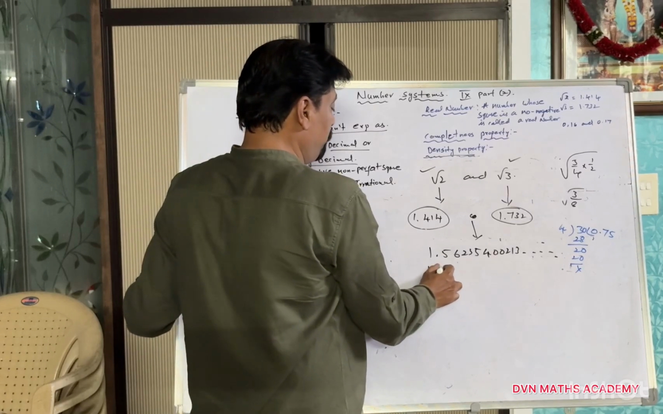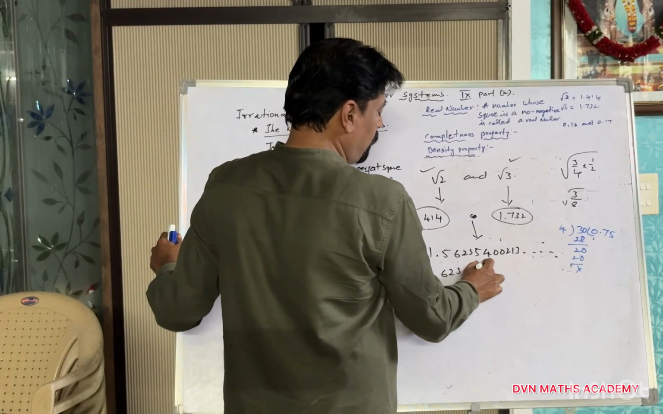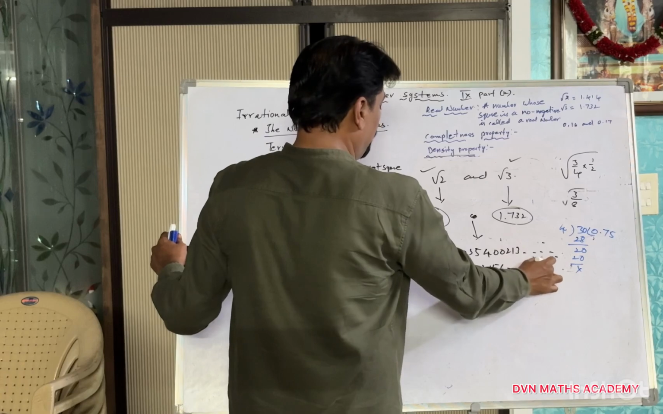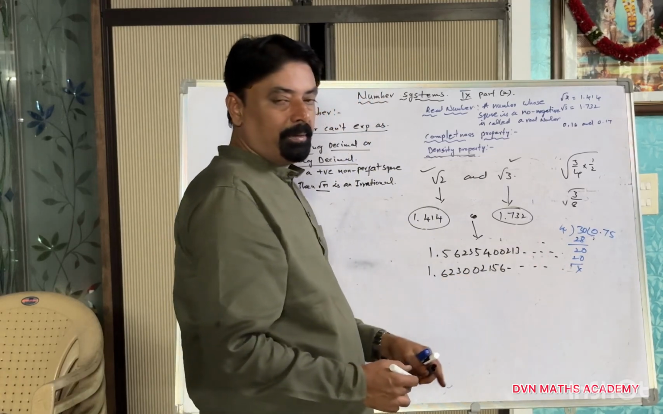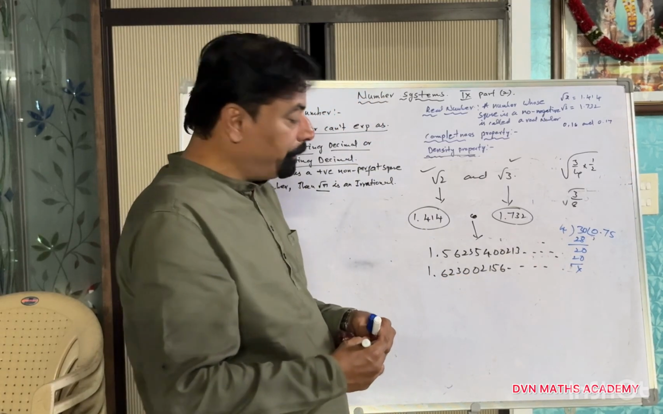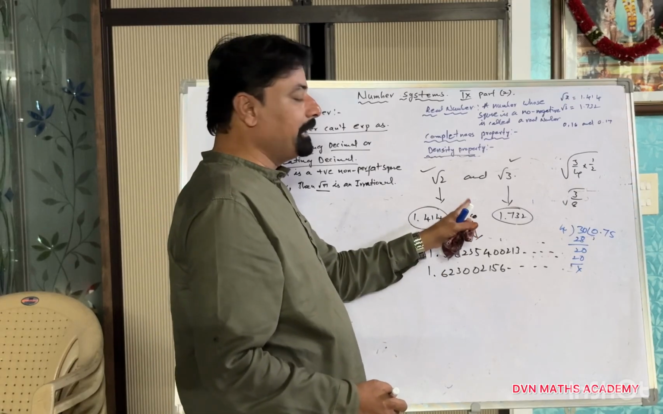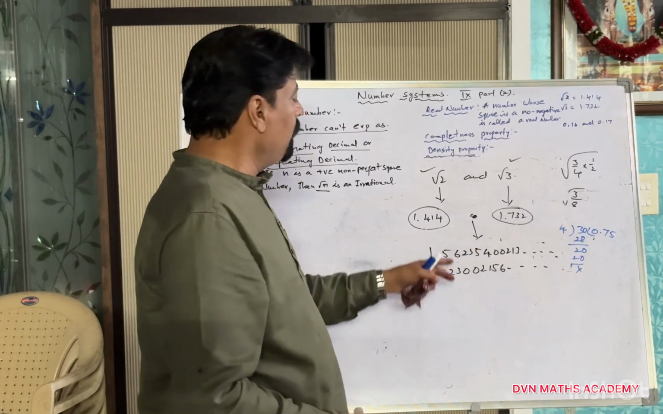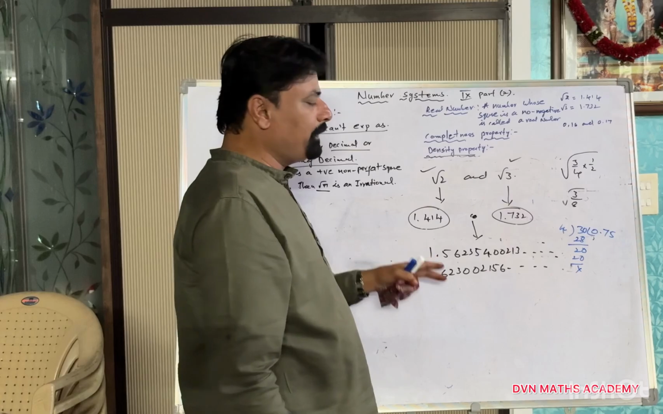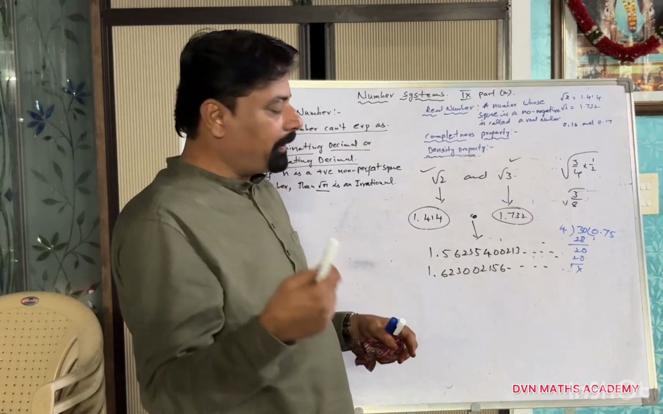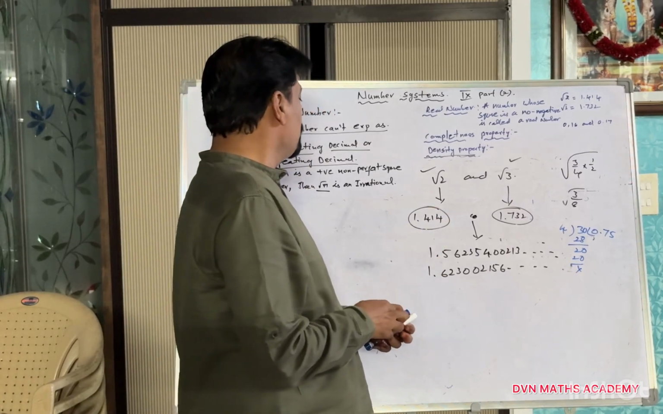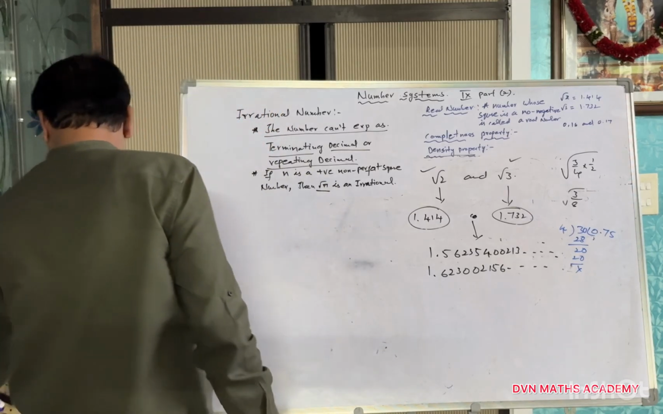Next, I will write 1.6230021156 dot dot dot. This is also an irrational number because it is not terminating and not repeating. Hence, it is also in between these two numbers. This is also very interesting. Like that, you can write as many irrational numbers as you require. So this is one pattern question, and it is given in your textbook.